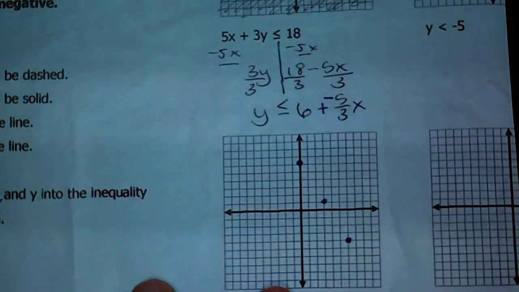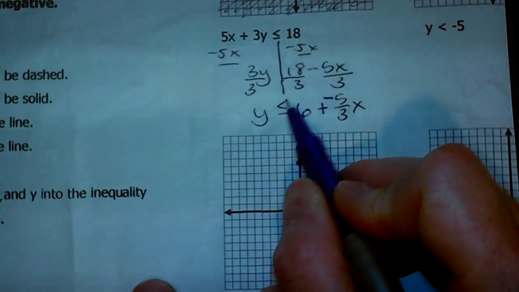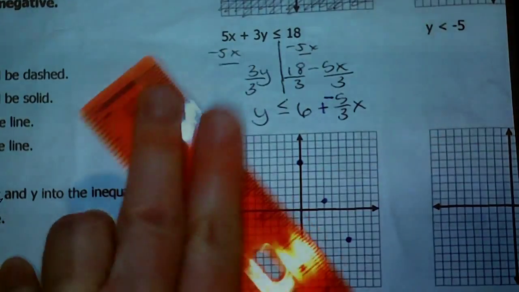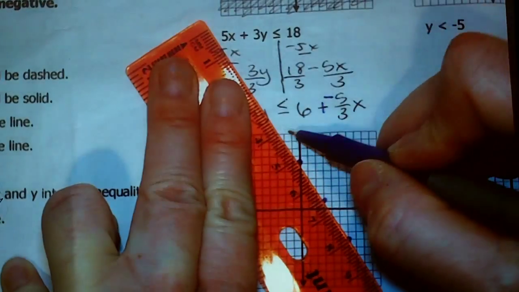All right, now I have to decide, dashed or solid. Well, it's less than or equal to, so when you see that line underneath, that means a solid line on your graph. So let's draw our solid line.